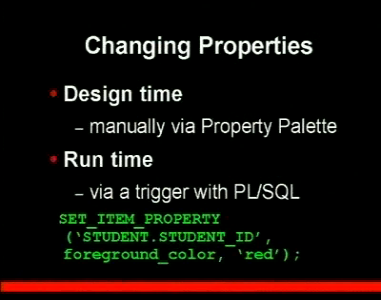You can also change a property at runtime. What this means is that, depending on different triggers in your form, these triggers can actually change a property. Like the one that you have right here, which is set item property, student ID, foreground color red. What that means is that student ID references the item student ID on the data block student. And let's say you put this on a button, then that button would change it to be red. Now that probably doesn't make a lot of sense, but this is just a very basic example.